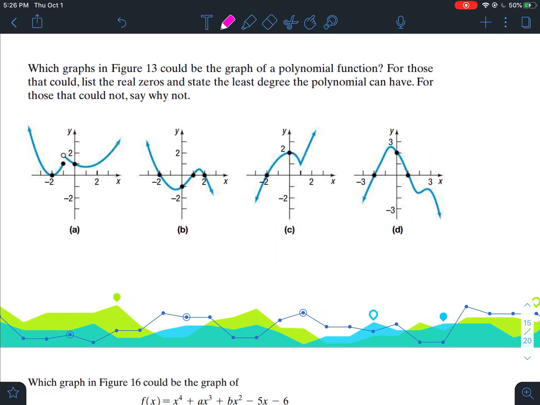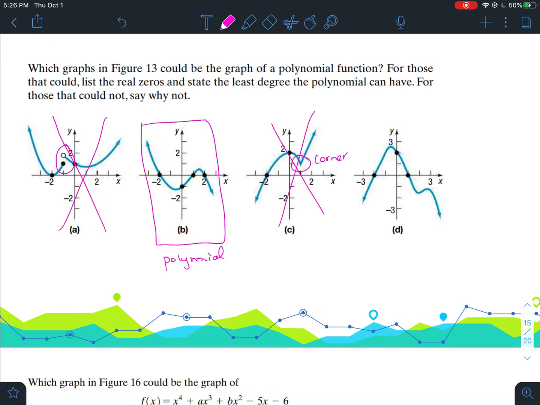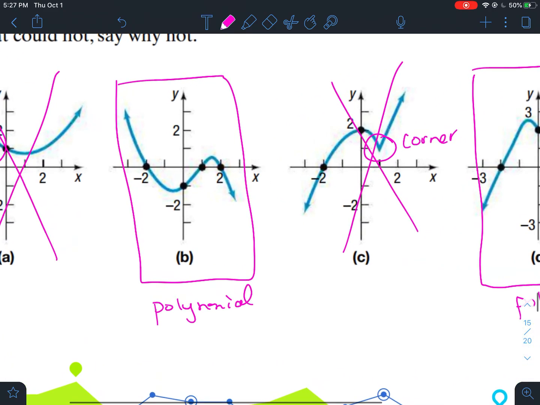All right, so which of these graphs are polynomials? So if you remember, a polynomial graph can't have any breaks. So this first graph, A, has a jump. So that's not polynomial. B is a smooth curve. It doesn't have any breaks in the graph, and it doesn't have any corners, sharp corners or cusps. So this is polynomial. C is not polynomial because it has that corner right there. So this is not polynomial. And then that last graph could be polynomial as well because, again, it's a smooth curve and there's no sharp corners or cusps. Then it wants us to list the real zeros.